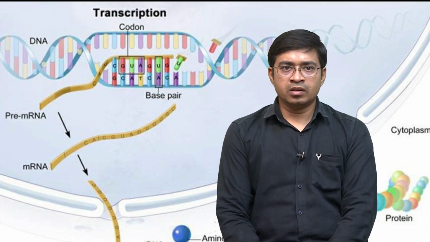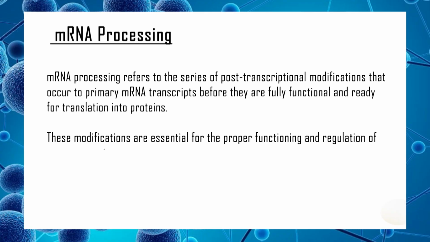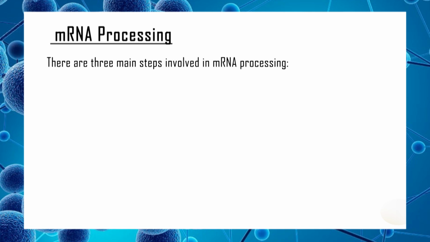mRNA processing is another concept, which refers to the series of post-transcriptional modifications that occur to the primary mRNA transcribed before it is fully functional and ready for translation into protein. These modifications are essential for the proper functioning and regulation of gene expression. There are three main steps involved in mRNA processing: first is capping, second is splicing, and third is polyadenylation, which you have already gone through in previous lectures.